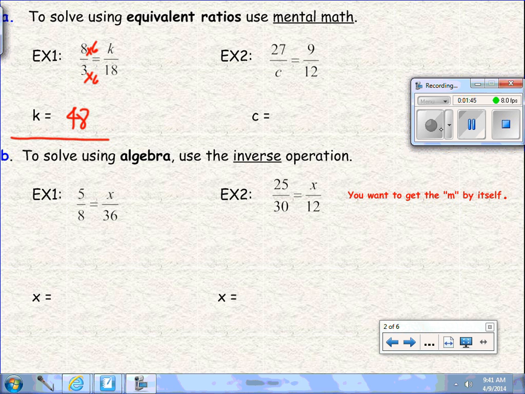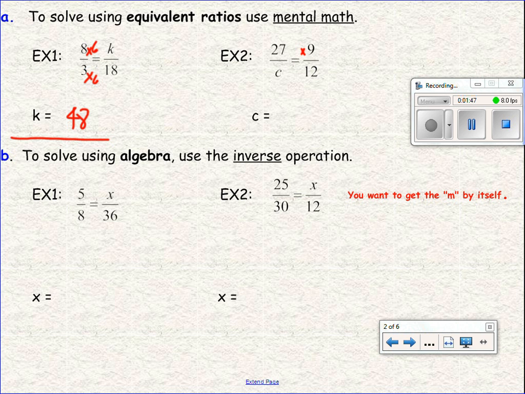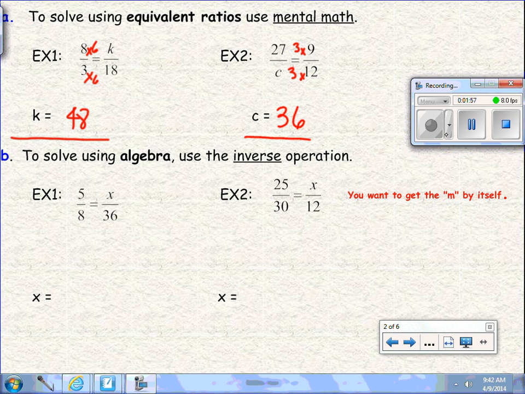In example 2, we notice that we multiplied 9 times 3 to get 27. So 12 times 3 is 36. So your final answer will be C is equal to 36. So that's our first method, using equivalent ratios, the same as mental math. So in B, we're going to use algebra.